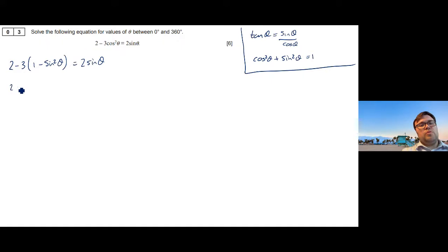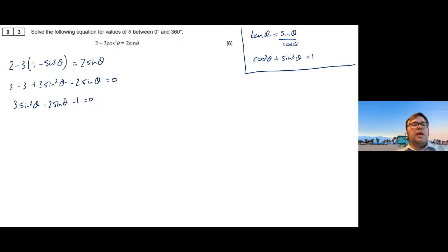Rearranging this is going to be 2 minus 3 plus 3 sine squared theta minus 2 sine theta equal to 0. Tidying that up, we have 3 sine squared theta minus 2 sine theta, 2 minus 3 is -1, equal to 0. Again, at this stage, you can factorize it, you can complete the square, or you can use the quadratic formula, but you have to have a technique. If you don't show a technique and you just write down the answers, then you will lose the marks for it.